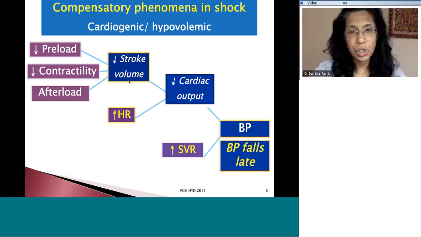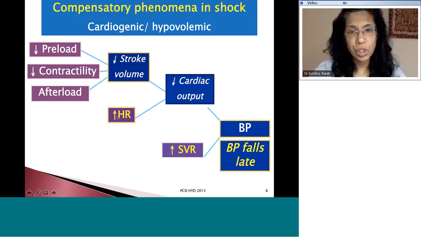But as I said, in the acute stages, you would always start with an agent with a short half-life. Sometimes when you use dobutamine, the stroke volume will actually improve. Therefore, the tachycardia, which is a compensation for lower stroke volume, may decrease. As the stroke volume improves, the blood pressure will improve, cardiac output will improve, and the high heart rate, the tachycardia, may come down.